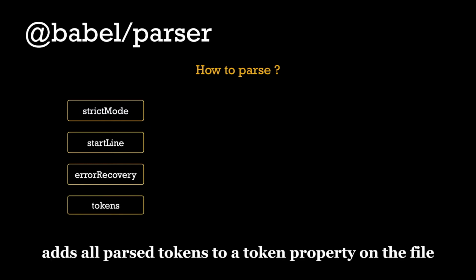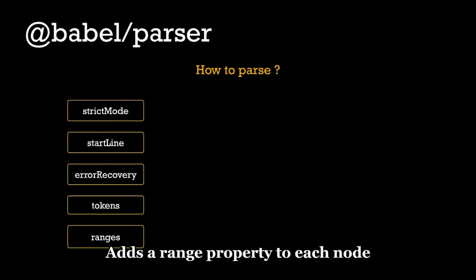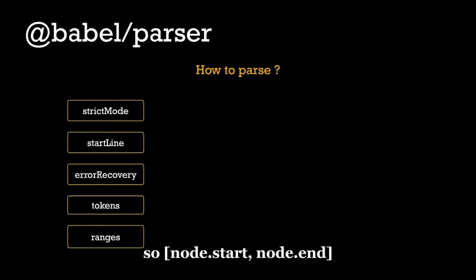Tokens. Adds all parsed tokens to a token property on the file node. Lastly, ranges. Adds a range property to each node. So node start, node end.